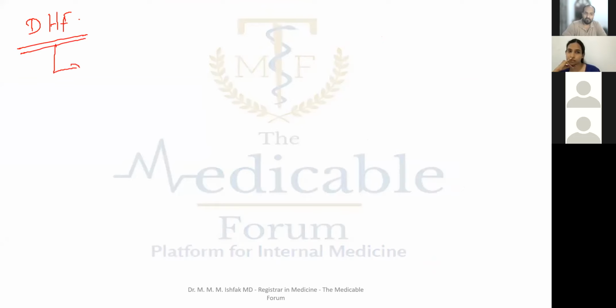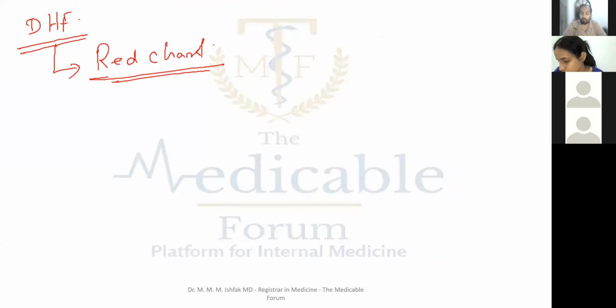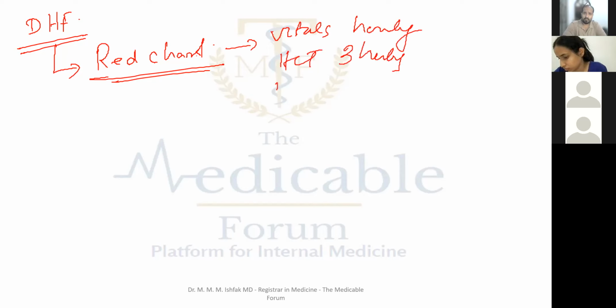So in the ward, you need to quickly start the red chart. I'll show you a red chart. Once again, the chart which I'm having is not red because it is printed in red ink. I have it in black, but imagine that it is red. So the red chart is basically vitals are monitored hourly. Hematocrit is monitored 3 hourly. Urine output is monitored 3 hourly.